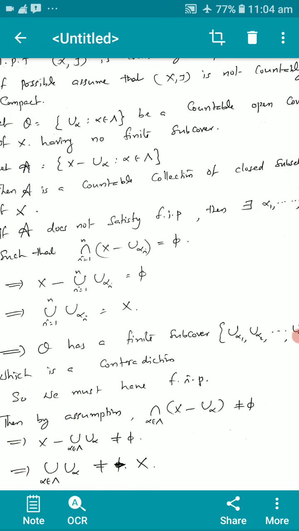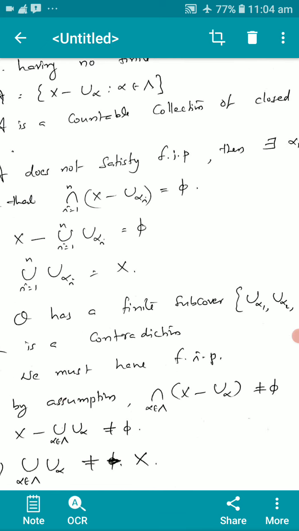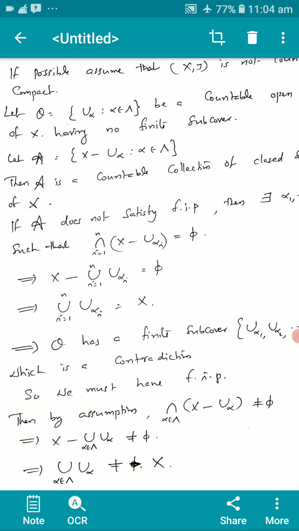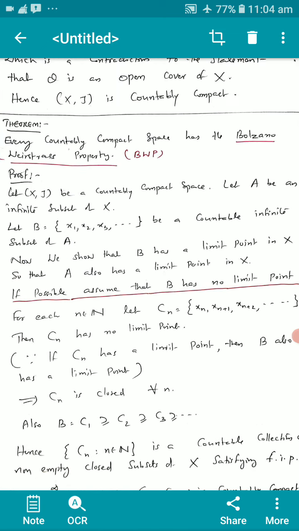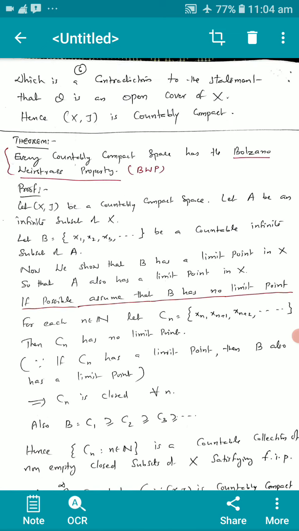Then by assumption, the intersection of X minus U_alpha, alpha in the index set, is not equal to phi, or X minus the union of U_alpha is not equal to phi, or the union of U_alpha is not equal to X, which is a contradiction to the given statement. What is the statement? That theta is an open cover of X. Hence X is countably compact.